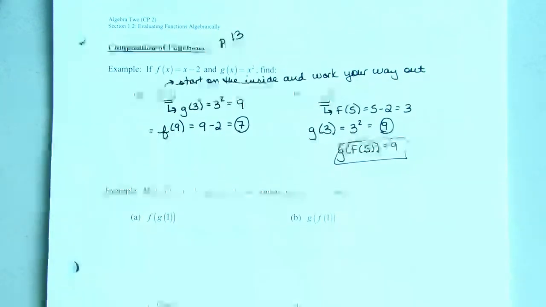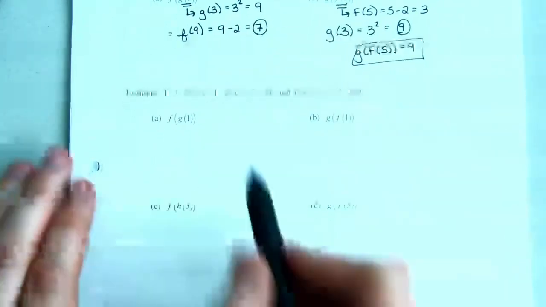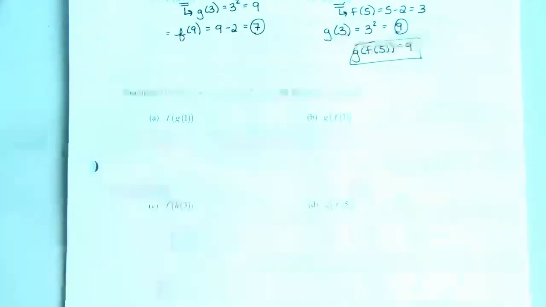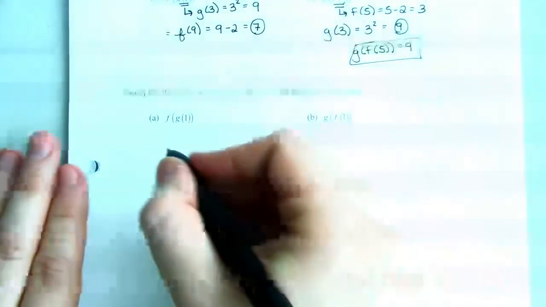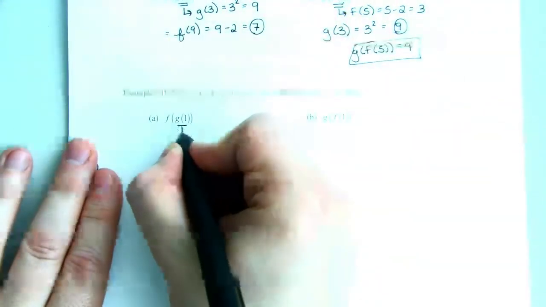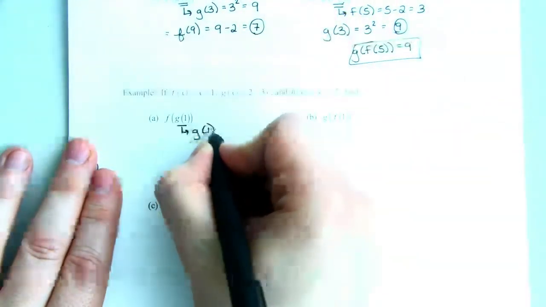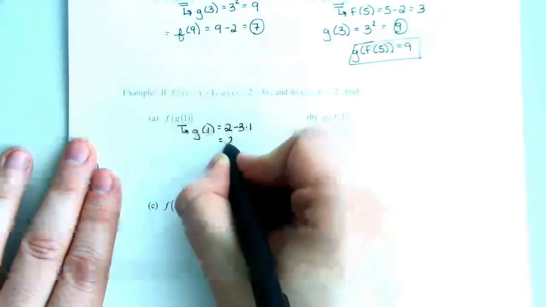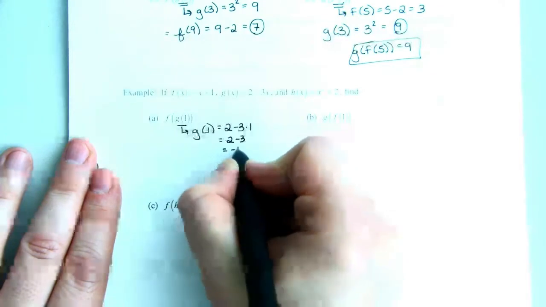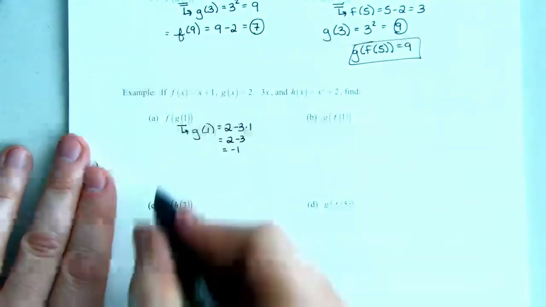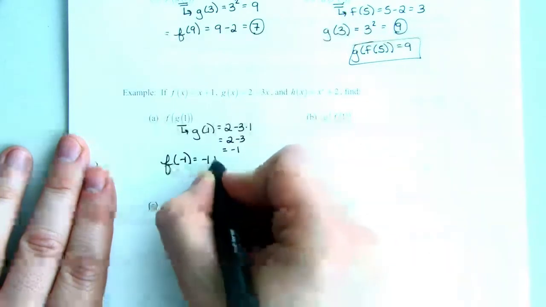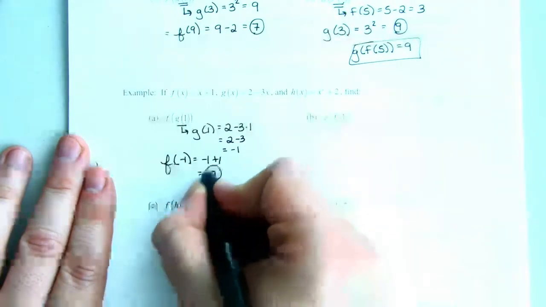You go try a couple of these. New functions down here. Go do letter A. F of g of 1. I'm going to start on the inside. I'm going to find g of 1. G of 1 is 2 minus 3 times 1. Well, that's 2 minus 3. That's negative 1. I'm going to plug that into my f function. So f of negative 1, negative 1 plus 1, we're going to get 0.